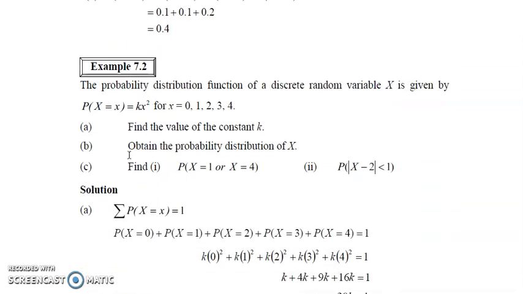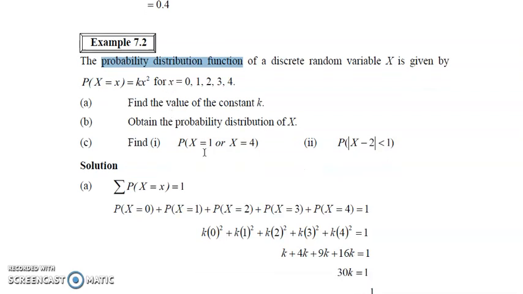As for example 7.2 here, sometimes they will give you the probability of x as a function. The function will be kx squared, for x equal to 0, 1, 2, 3, 4. The question is to find the value of the constant k. If you look here, they have given some function for this probability distribution function. Don't worry, it defines the same thing. You must make sure of these two properties from the definition: it must be between 0 and 1, and the summation must be equal to 1. So we'll use the second property here.